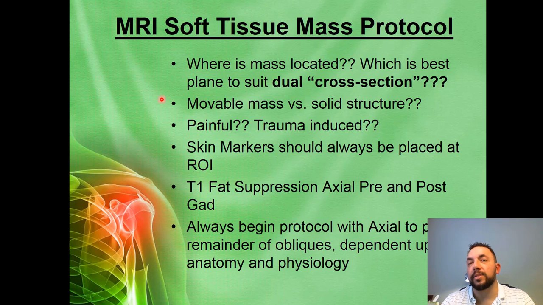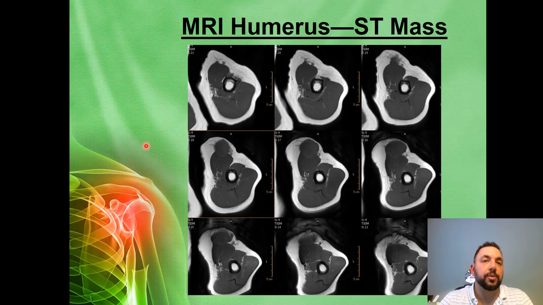We really need apples to apples to ensure whether or not there is or isn't enhancement in the particular area or region. So it is crucial from the optimal image quality perspective to have an exact match of your T1 fat suppression axials pre and post GAD. Always begin the protocol with axials to plot your remainder of obliques dependent upon, again, the location of not only your anatomy but your physiology as well.